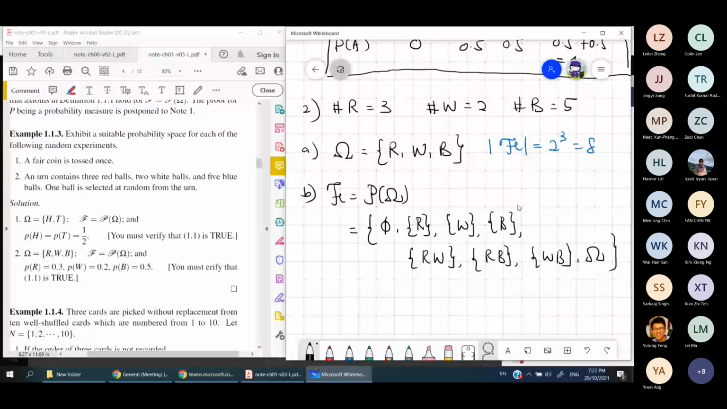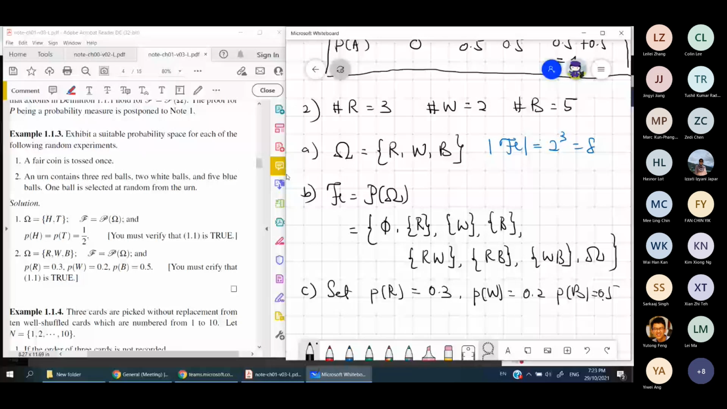So we want to construct a probability value for each of the outcomes here. I think based on the problem it is quite natural. We can set P of R to be 0.3, P of W to be 0.2, and P of B to be 0.5. I think this is quite natural, right? And it is acceptable, since we base it on the frequency.